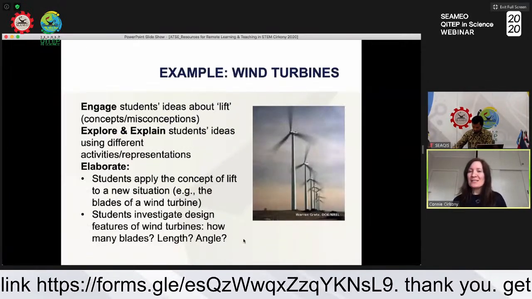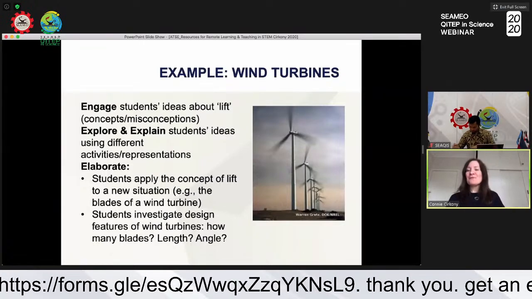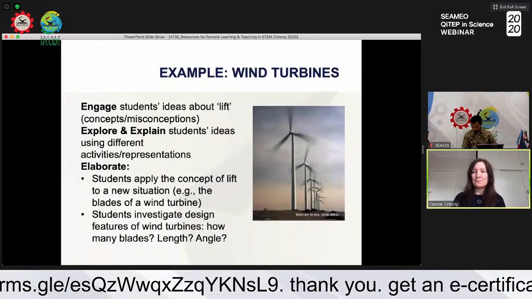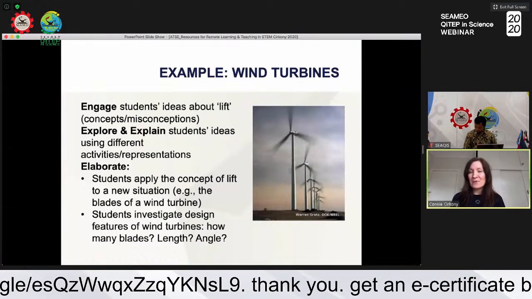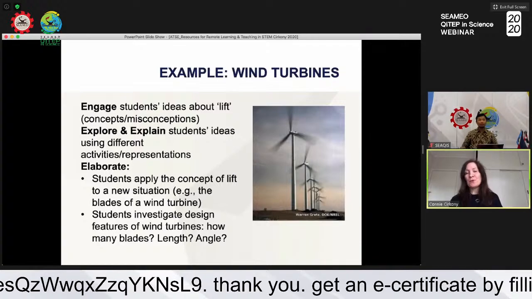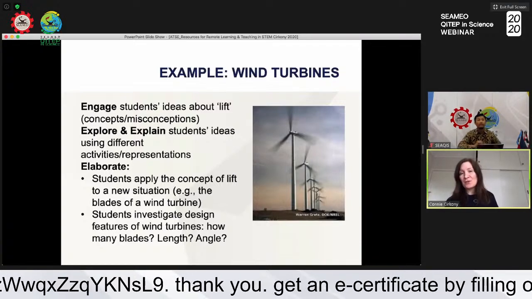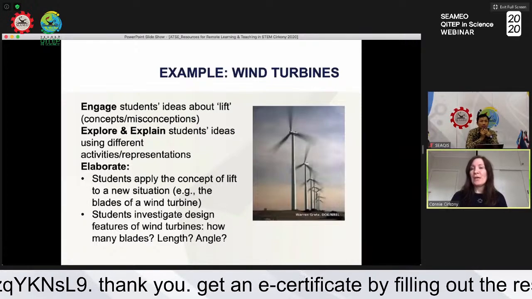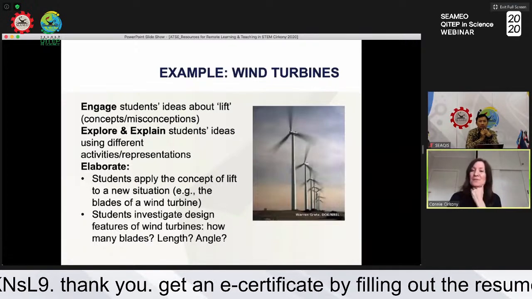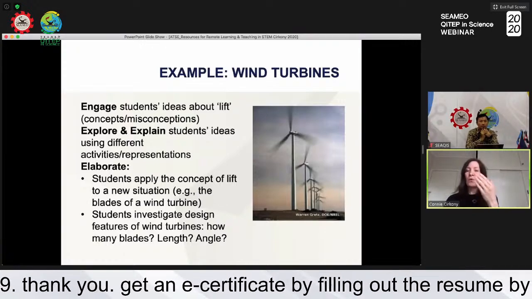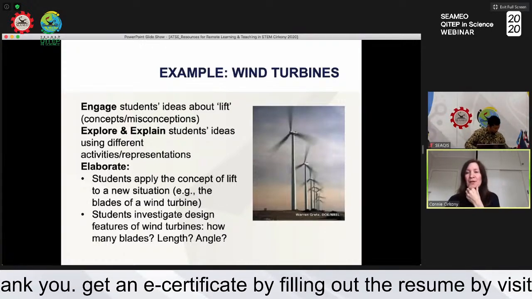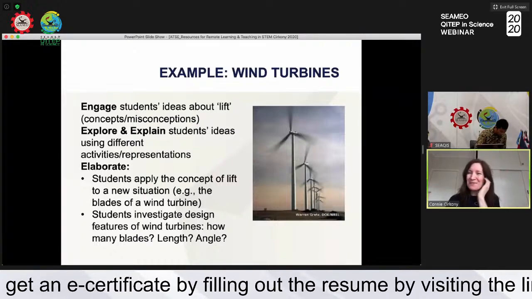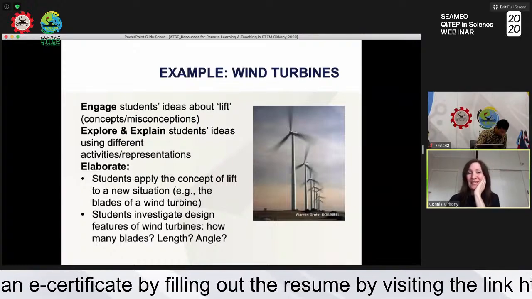So how does this relate to Stellar? Well, you have so many resources now from all of the Stellar activities that have been shared. For example, today we started off talking about lift, or airplanes and lift. We talked about your concepts, your ideas on why we have lift and how it works. In the back of my mind, I had a notion of what possible misconceptions I might anticipate.